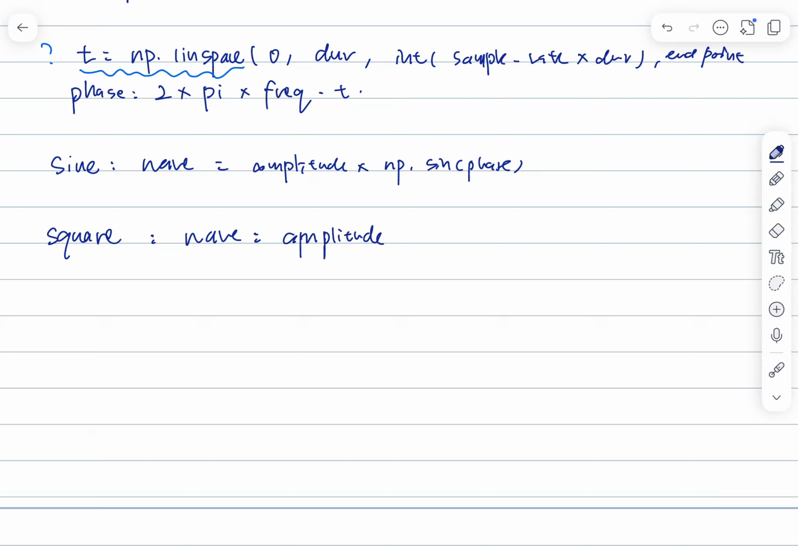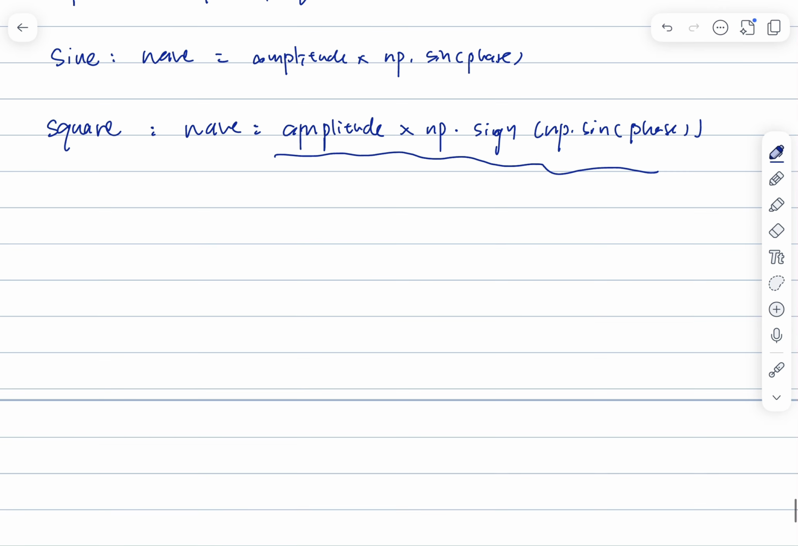Amplitude is going to be equal to amplitude times the sign of the phase. So we're going to have that, and this is going to give you an amplitude that is either positive or -1. This is a square wave.